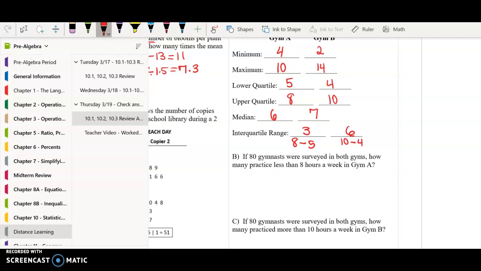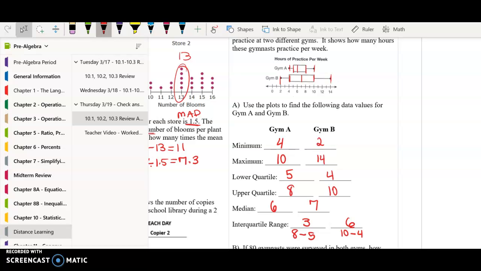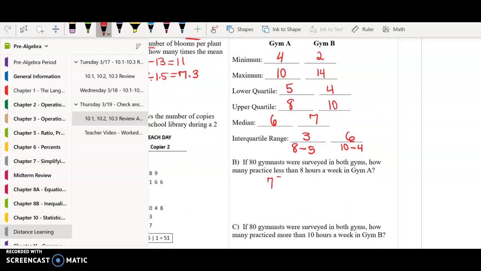Part B said if 80 gymnasts were surveyed in both gyms, how many practice less than 8 hours a week in gym A? So if I go back up to gym A and look at 8 hours a week, and it says less than, so again, each section here is 25%. So this is 25%, 25%, 25%. So that's 75% of the 80 gymnasts. So 0.75 times 80 would give me 60 gymnasts.